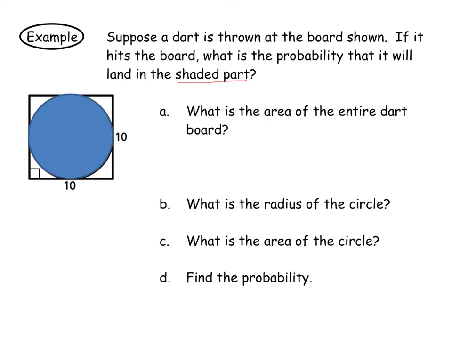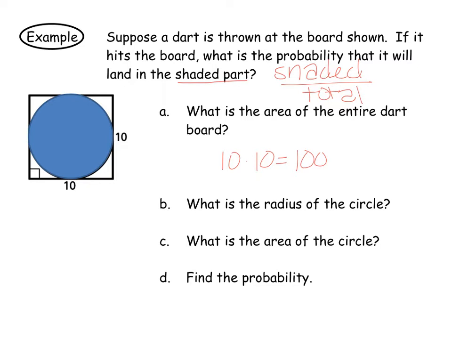So now these questions are going to help you lead to that. But we want the shaded over my total. That's our end goal. So what is the area of the entire dartboard? That's going to be my total. Well, it's a square. It's 10 by 10. So 10 times 10 is 100. So that's going to be my entire area.